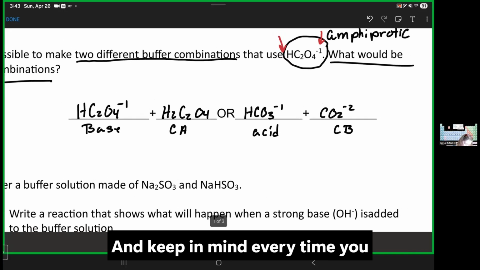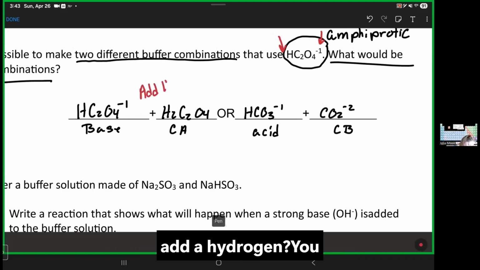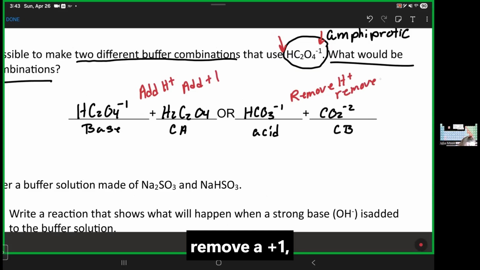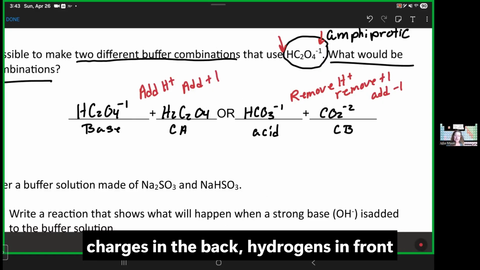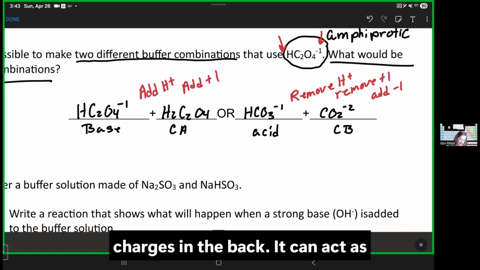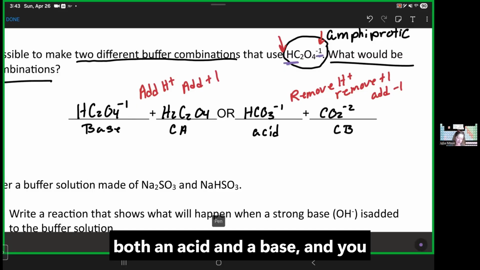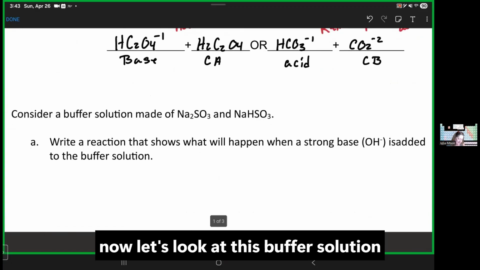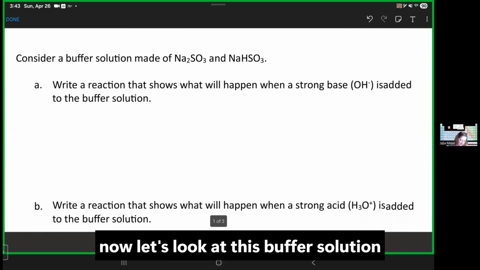Okay, and keep in mind, every time you add a hydrogen, you add a positive one. Every time you remove a hydrogen, you remove a positive one or add a negative one. So anytime you have hydrogens in front and charges in the back, it can act as both an acid and a base, and you can get two different buffer systems out of it.